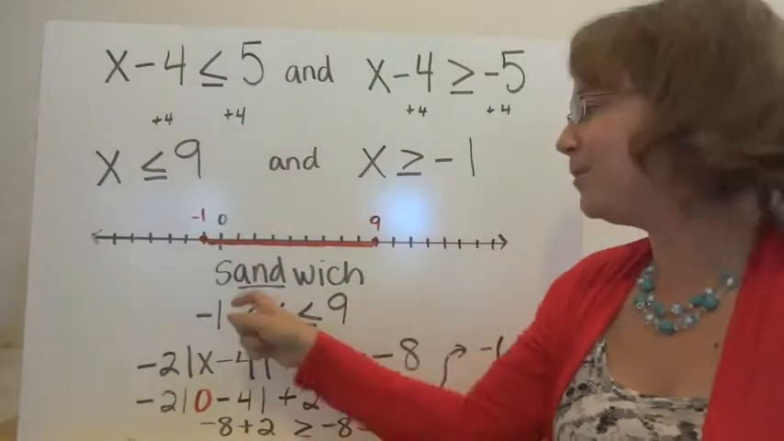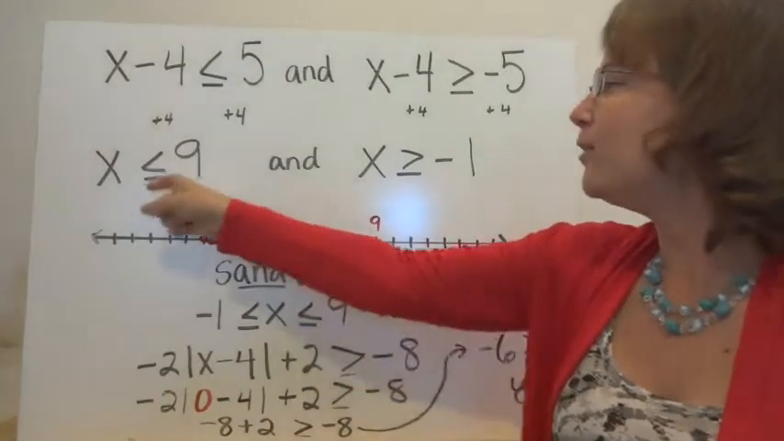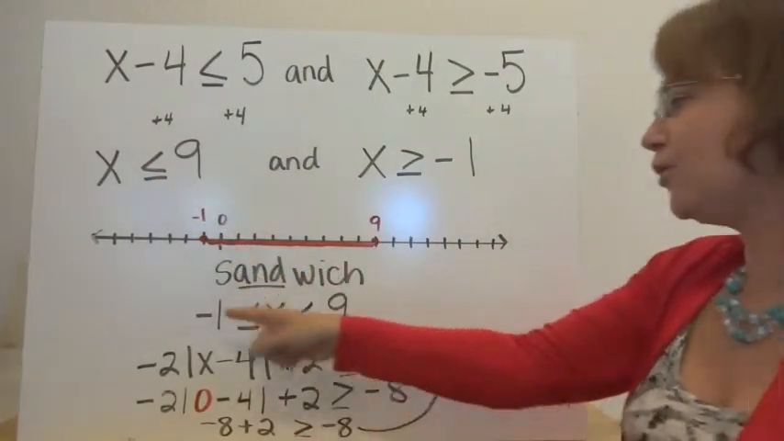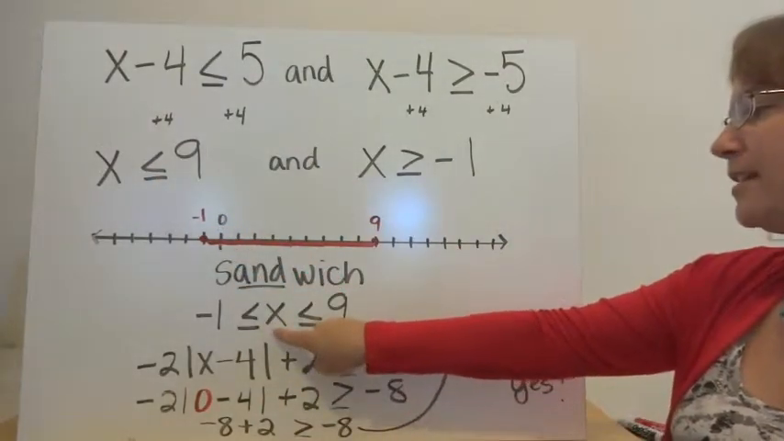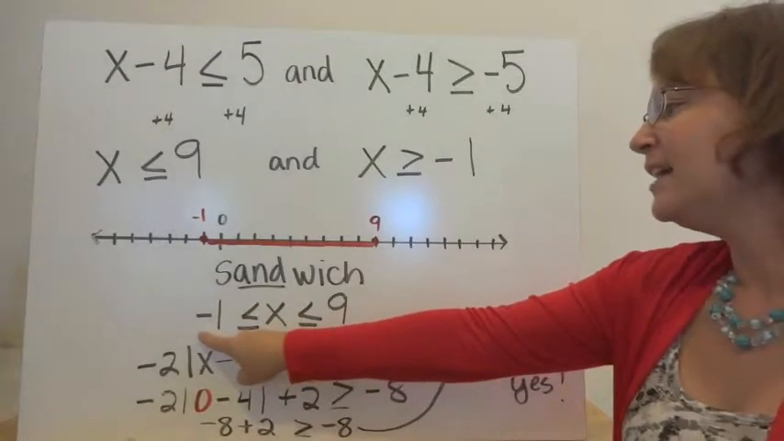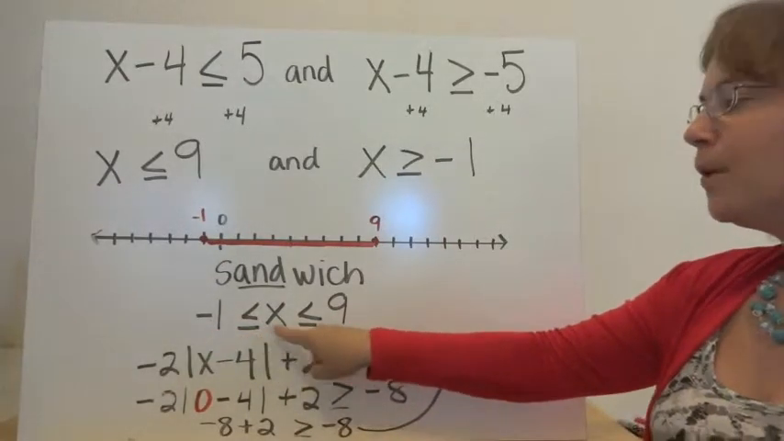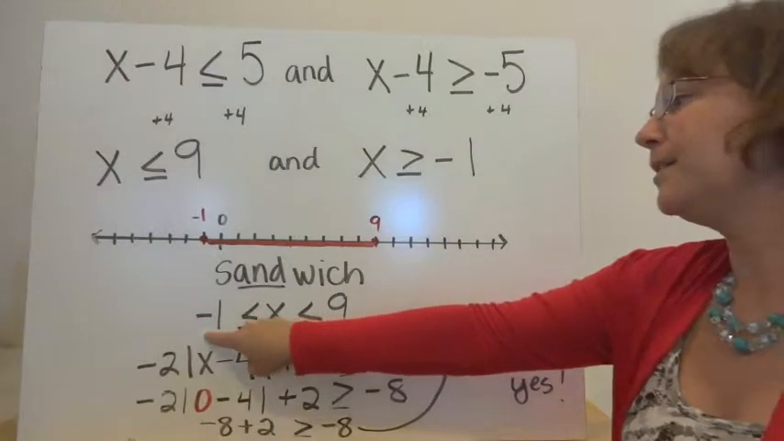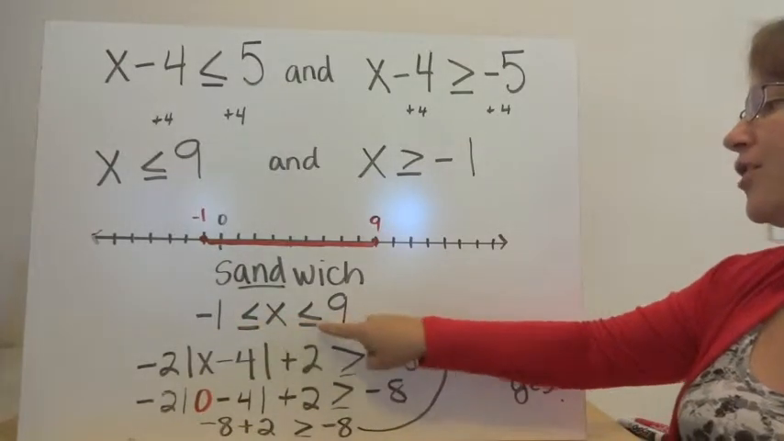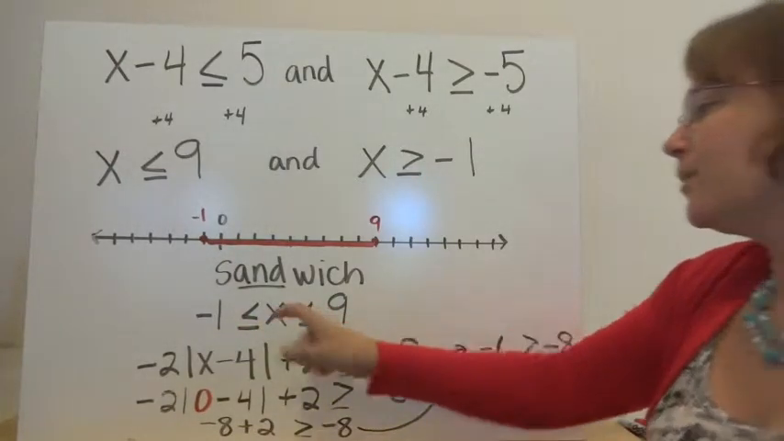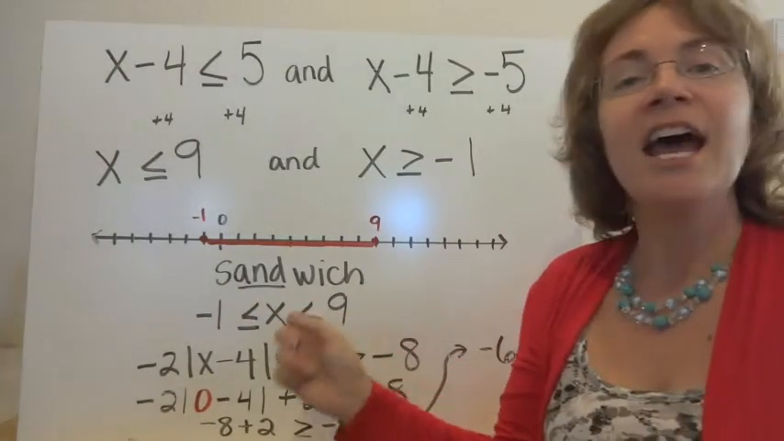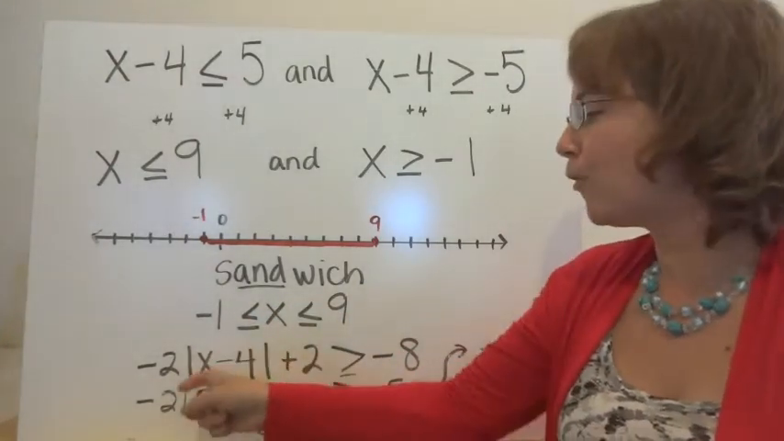So remember, "and" also means sandwich, and so we can write this as a sandwich solution. So we have x in the middle of our sandwich, and we have negative 1 is less than or equal to x, or you could say x is greater than or equal to negative 1. x is also less than or equal to 9. So we have an x sandwich in here. And I'm going to go ahead and show you a little bit more of a formal check.